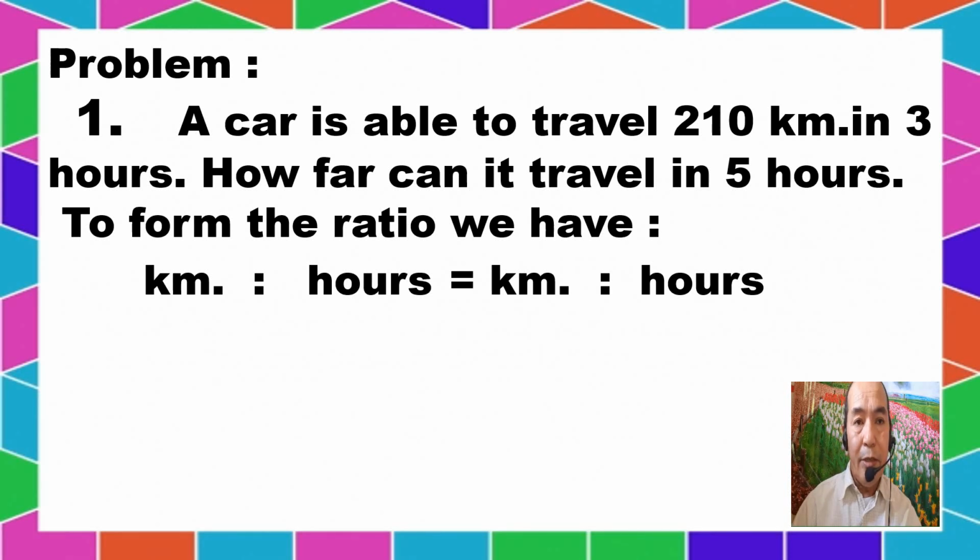We have kilometers is to hours. In our second ratio, we will also have the same order of the ratio. We have kilometers is to hours, so that we will not be lost and we will not interchange, because the moment we interchange that, then we will have a wrong result. That's why it is very important for us to know the formulation of the ratio. What quantity are we comparing? So in this problem, we are comparing the kilometers to the number of hours, so that when forming our ratio, it will be very easy for us to identify the given.